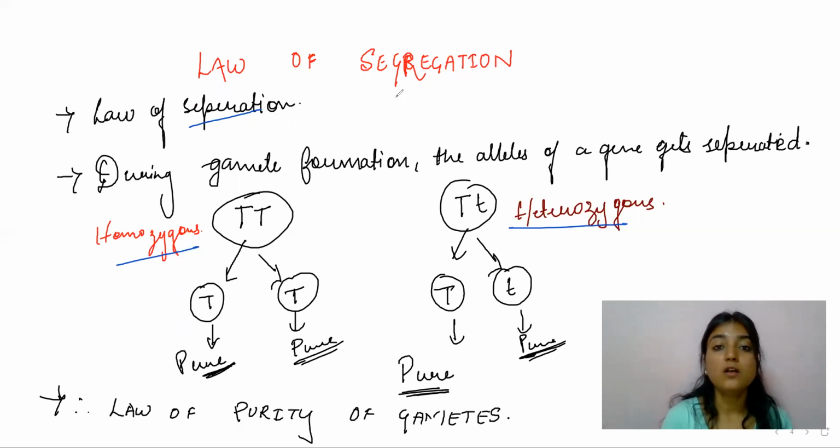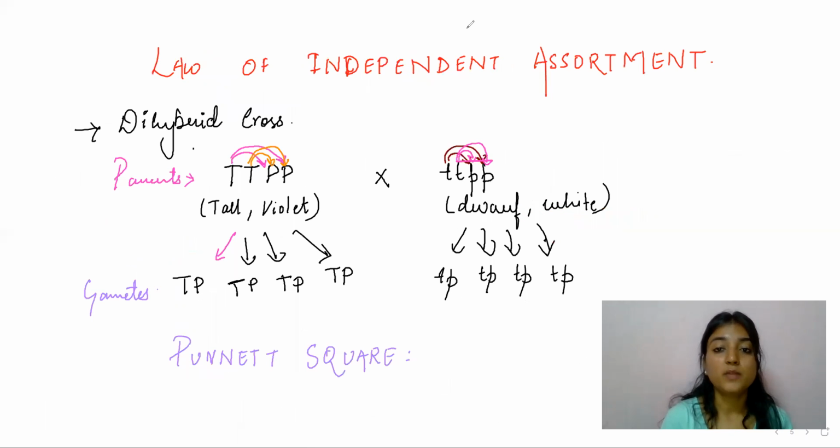Now, the third law, the law of independent assortment. Here it is best explained in the dihybrid cross. For parents, we are taking two characters, capital T, that is the tall, and capital P, that is the violet. We are crossing it with dwarf and white. Now these are the gametes obtained.